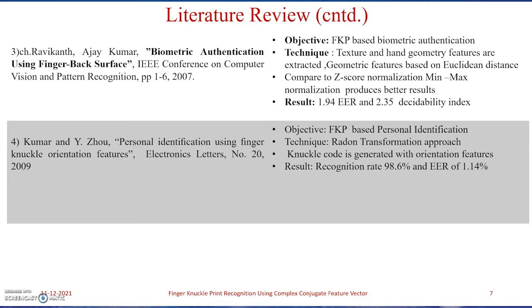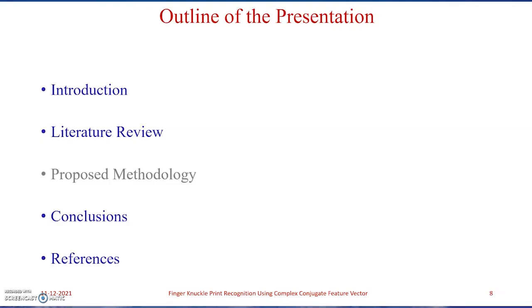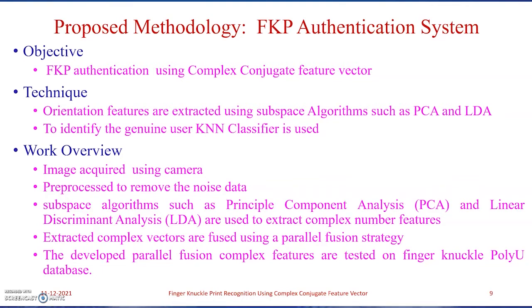The next is personal identification using finger knuckle orientation features. Here they have used a random transformation knuckle code to generate the orientation features, and these orientation features are used for the classification. Next is the proposed methodology. In the proposed methodology, we are going to see the FKP authentication. The main objective of our proposed methodology is that we use a complex conjugate feature vector based on parallel fusion, and this is a feature level fusion.